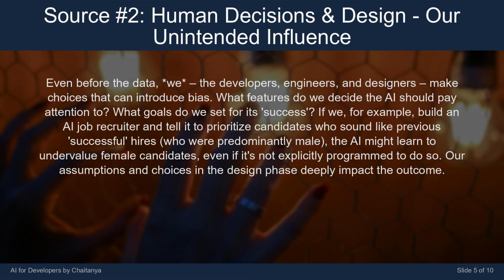Even before the data, we the developers, engineers, and designers make choices that can introduce bias. What features do we decide the AI should pay attention to? What goals do we set for its success? If we, for example, build an AI job recruiter and tell it to prioritize candidates who sound like previous, successful hires, who were predominantly male, the AI might learn to undervalue female candidates, even if it's not explicitly programmed to do so. Our assumptions and choices in the design phase deeply impact the outcome.